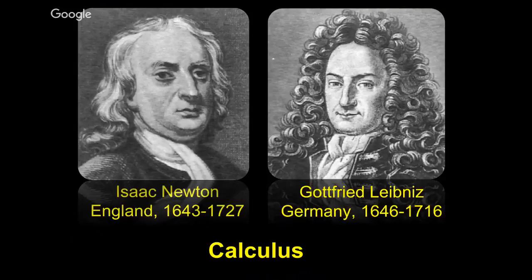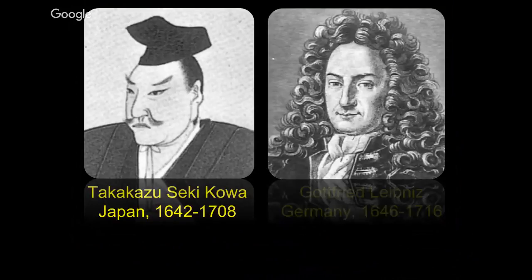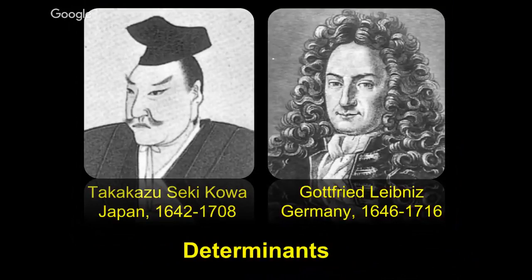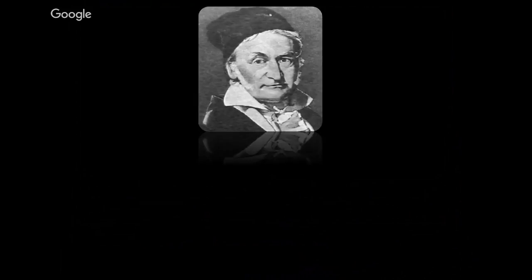Coincidence? I don't think so. Kawa in Japan, at the same time as Leibniz in Germany, came up with this topic called determinants in math. They didn't know each other. Coincidence? I don't think so.